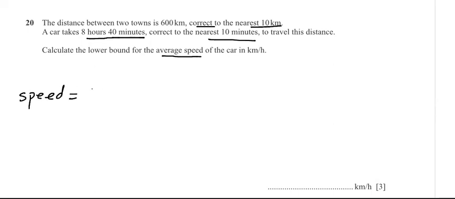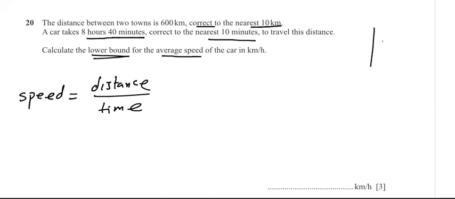The average speed, the formula is total distance divided by time. But in this case, we want the lower bound. And remember, you have to find the lower bound when you are dividing the two quantities. So what we do, we need the lower bound of the numerator and the upper bound of the denominator.